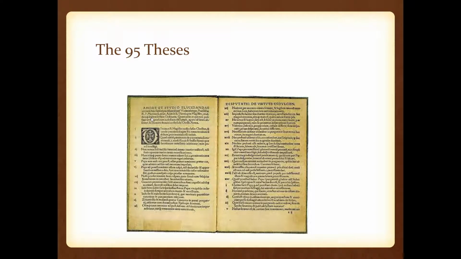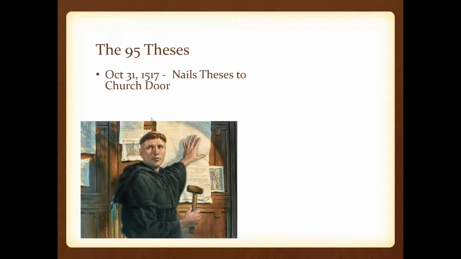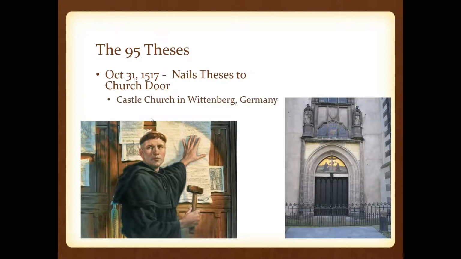So these 95 theses he writes out, and then on October 31st, on All Hallows Eve of 1517, Martin Luther nails these theses to the church door. He goes out to his church in Wittenberg, Germany, in Castle Church, and goes and nails these theses to the church, and that church is still there, and the door is still there, so you can see the door where he nailed the theses in Wittenberg.